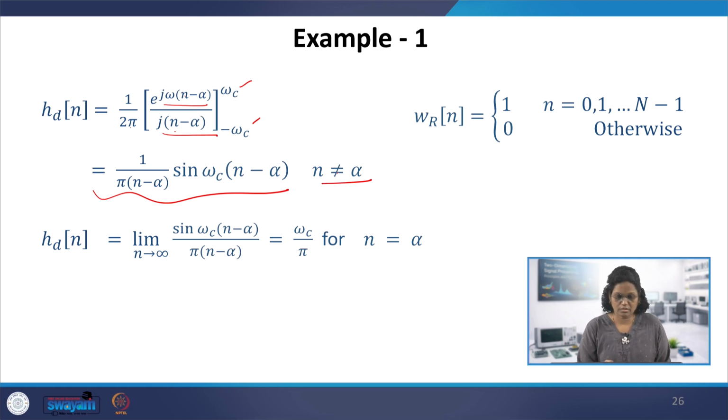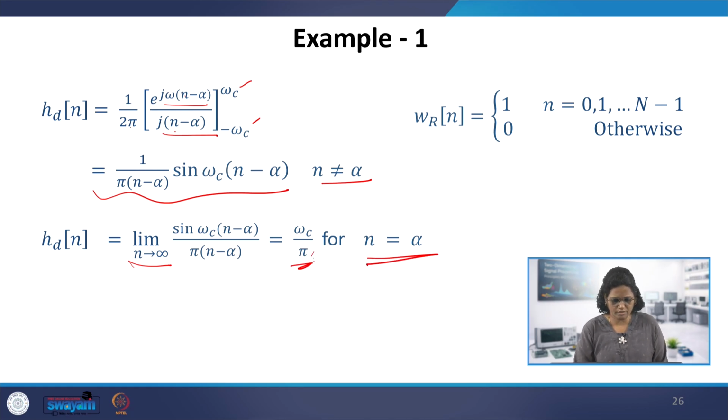For getting the expression for n equal to alpha, use L'Hospital's rule: Hd of n, limit n tending to alpha in this expression. We differentiate it and apply the limit, and get omega c by pi. This is the value for n equal to alpha.